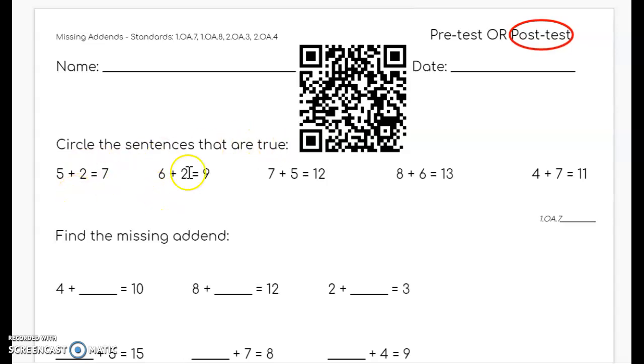You have 5 addition sentences to look at. You need to make sure that they are true. If they are true and they make sense, you're going to circle them. If they are not true, you're going to cross them off. Go ahead and take some time to do that now for all 5 of those addition sentences.